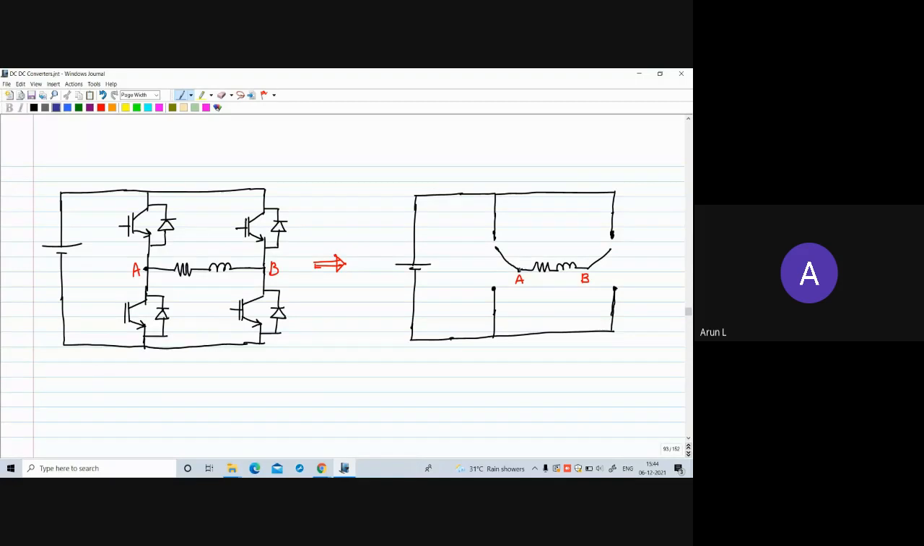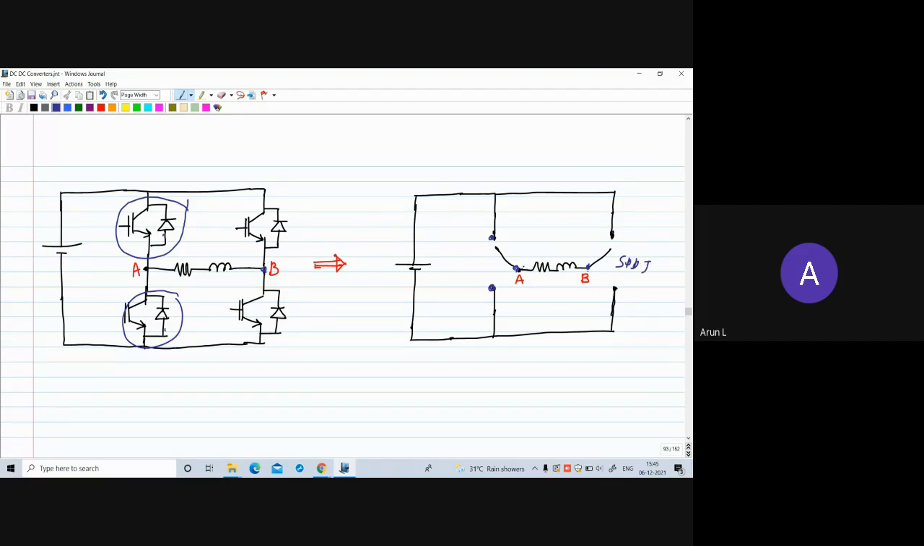Here, when this upper switch is on, your pole A is connected to the upper throw. When this lower switch is on, pole A will be connected to the lower throw. So you can replace these two IGBTs by a single pole double throw switch. Similarly, at end B, we can replace the two IGBTs by a single pole double throw, SPDT, switch like this.